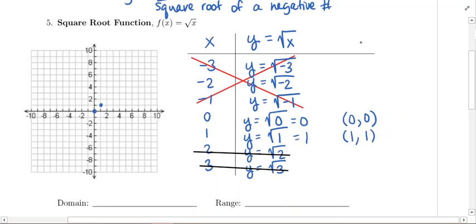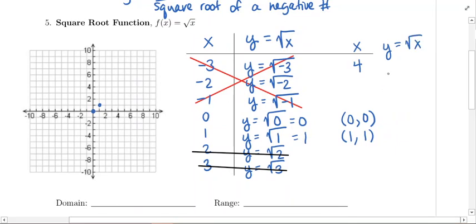Well, if x is 4, then I'll make another column over here. If x is 4, then the y value is going to be the square root of 4. The square root of 4 is 2. So if x is 4, the y value is 2. So x equals 4 is a nice number to plug in. So the point (4, 2) is going to be on the graph.